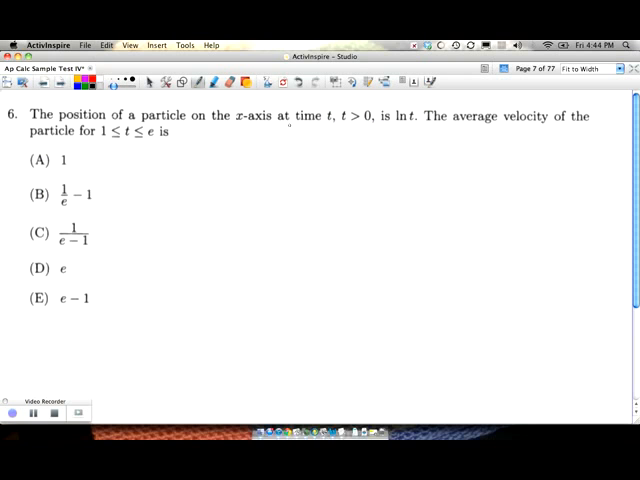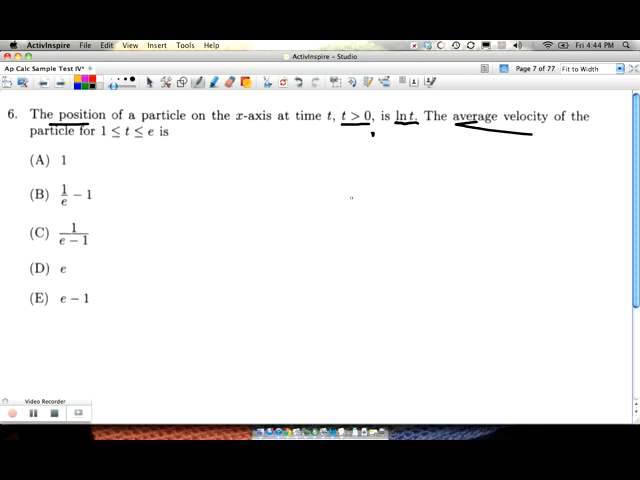All right, number 6. The position of a particle on the x-axis at time t greater than 0. Why do we even have to say that? Because we're doing natural log, and you can't do natural log of 0. Whoops, I can't do that. The average velocity.